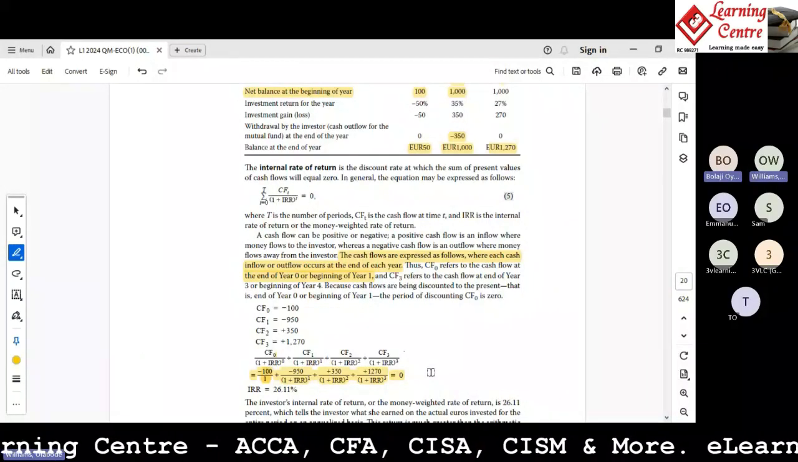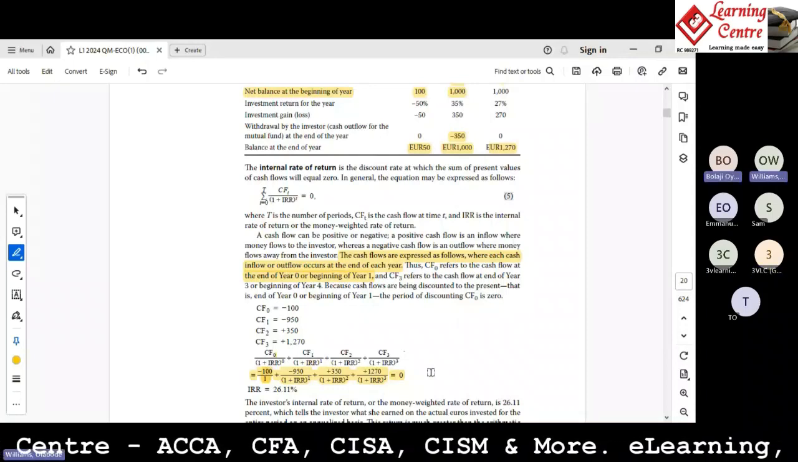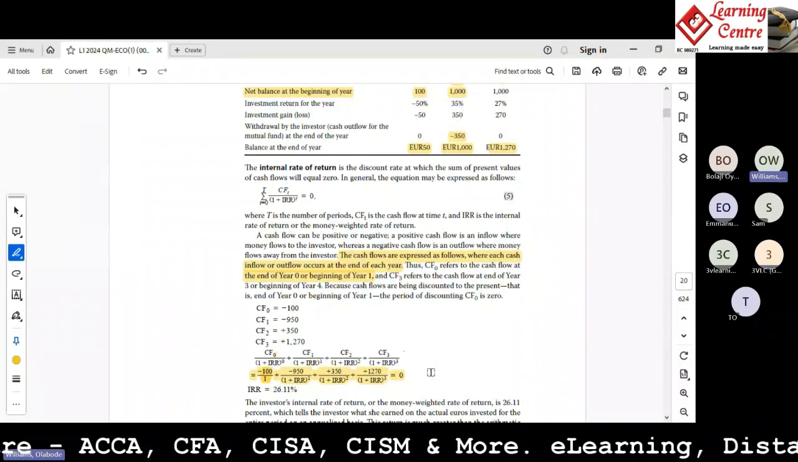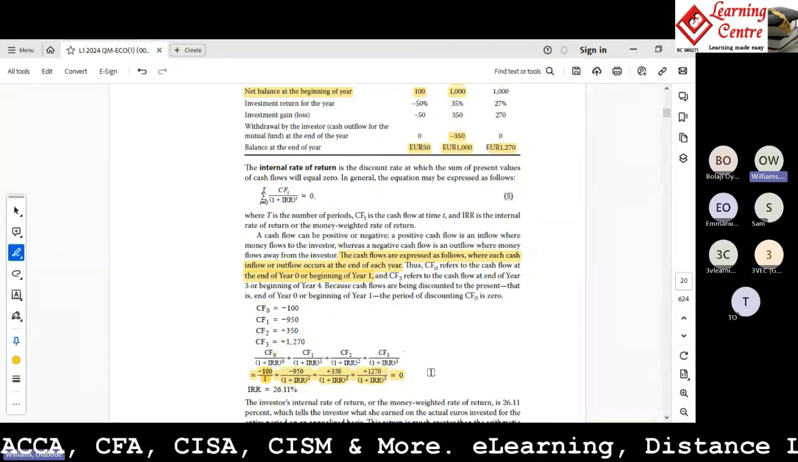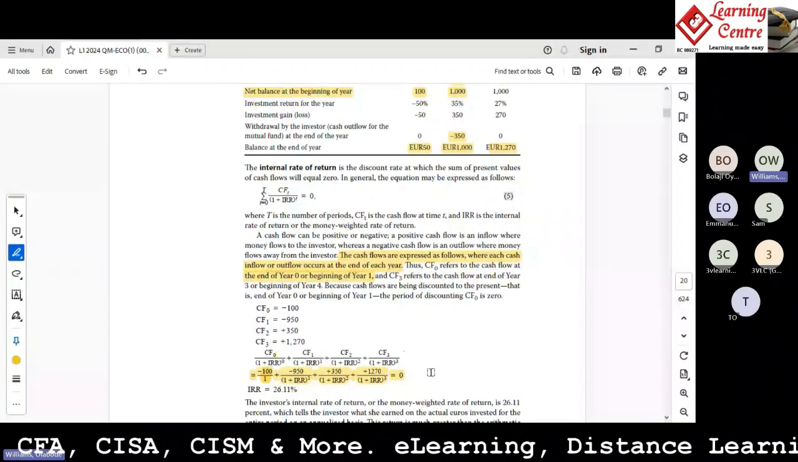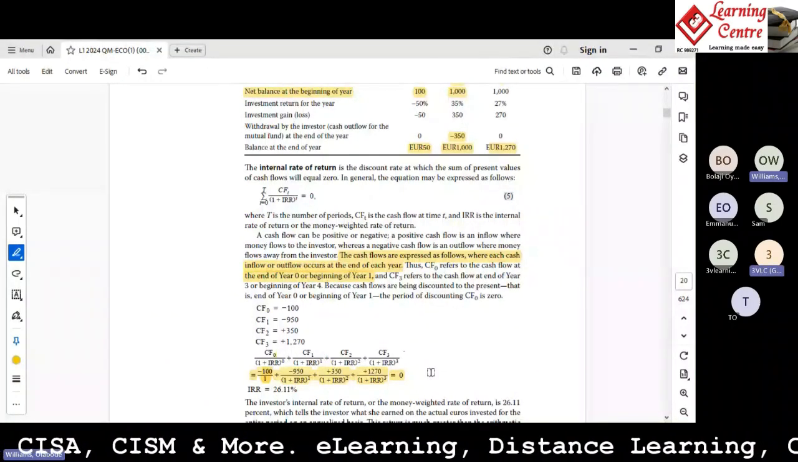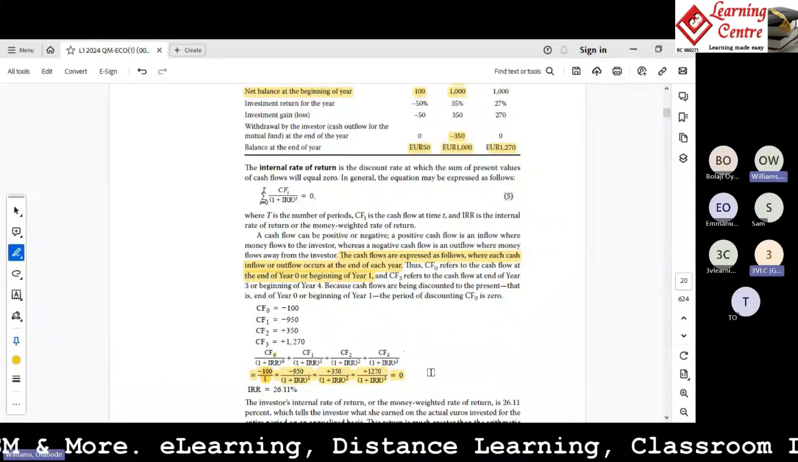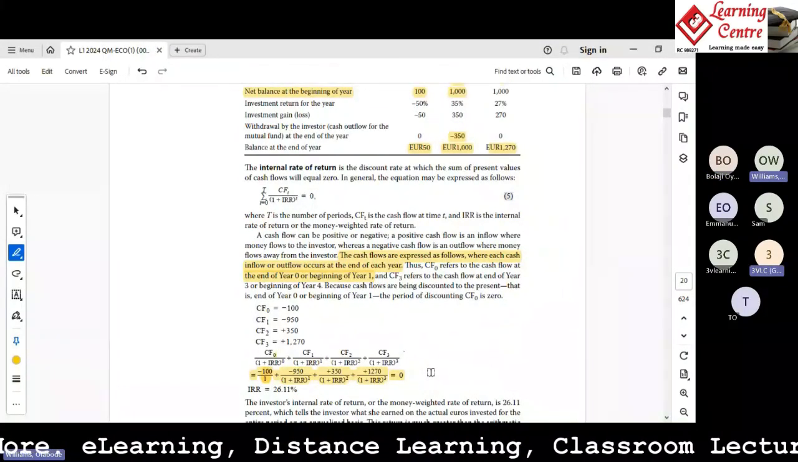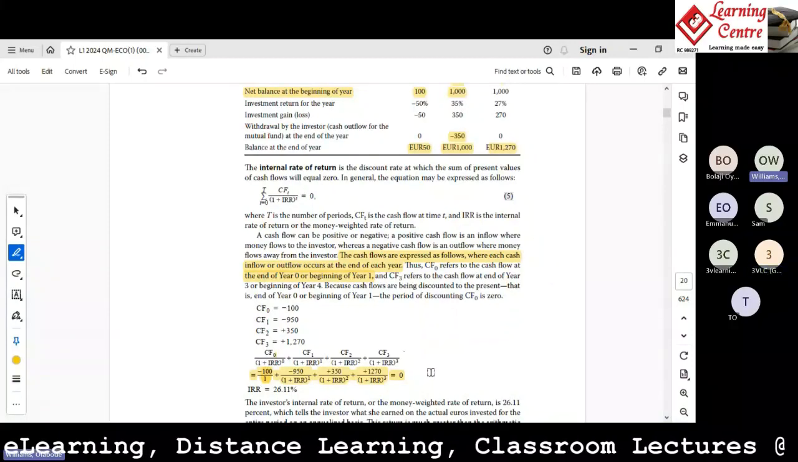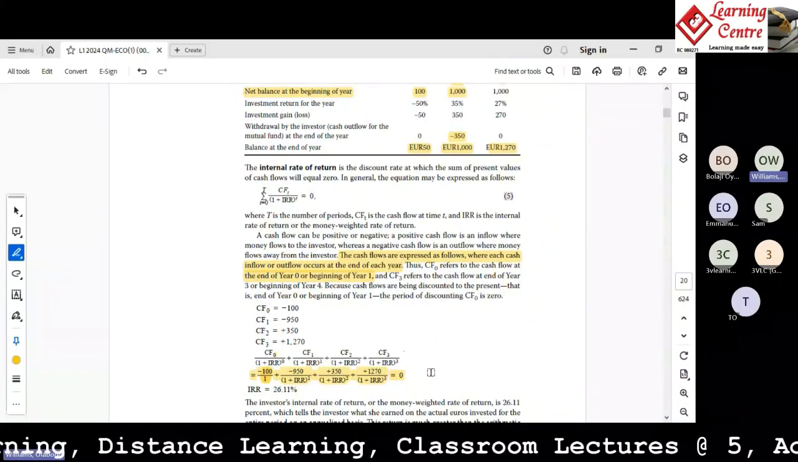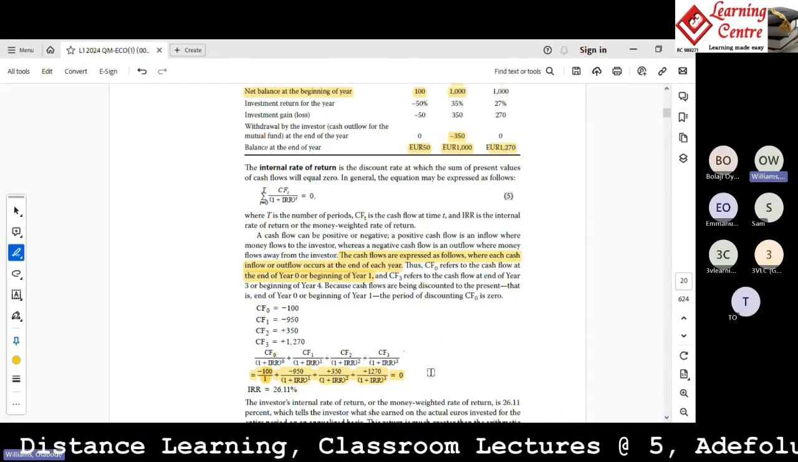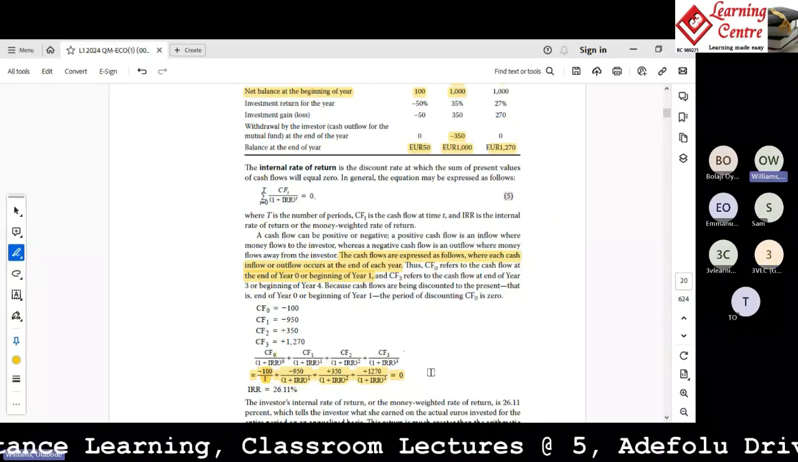I think it's because I ignored some decimals. It's fine. The idea really is that you can see that your 27 is close to your 26.11. So that is your IRR. What you've done is interpolation. And the reason why you got 27 is not necessarily because of the decimal. It's because of the range you calculated with.